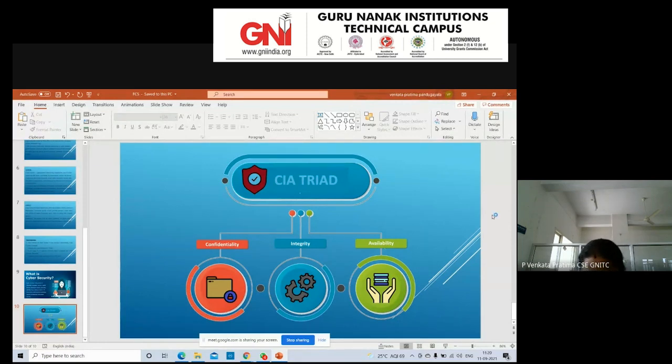So next is availability. Whatever the systems, whatever the applications, and whatever the data, all this belongs either to an organization, or any type of company, or any type of small organization. Each organization will have its customers, right? The organizations will give authorizations only to some people.